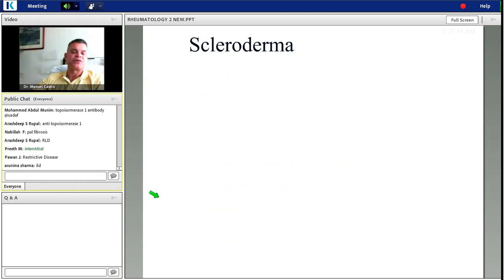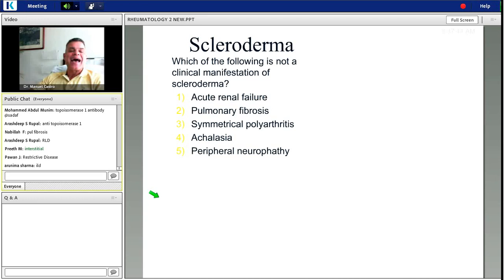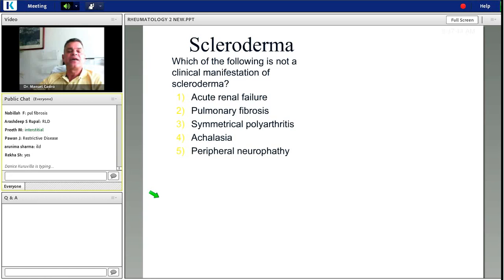Now in scleroderma, which of the following is not a clinical manifestation of scleroderma? Let's see if we know this. Acute renal failure. Can acute renal failure be a manifestation of scleroderma? Absolutely, right? One of the big things is that they develop renal failure, and you have to give these patients ACE inhibitors for this. And if their renal failure gets worse, we don't stop the ACE inhibitor, we keep increasing the dose of the ACE inhibitor. Very important to know that.